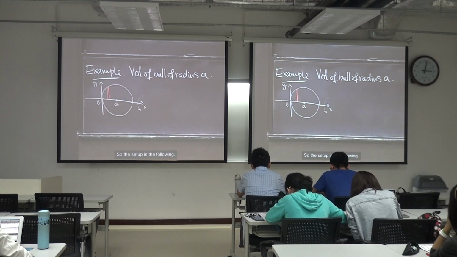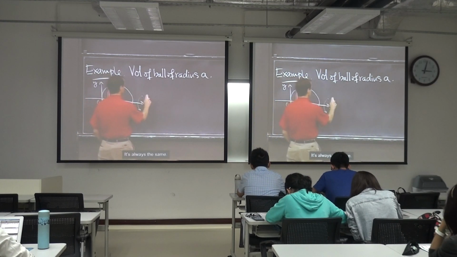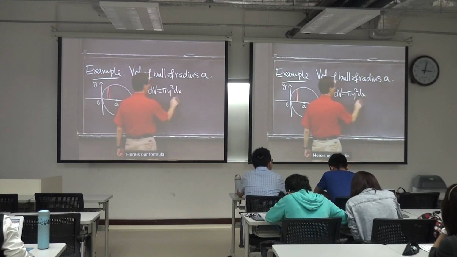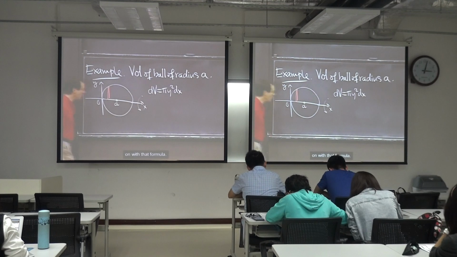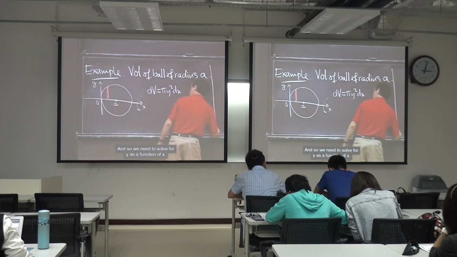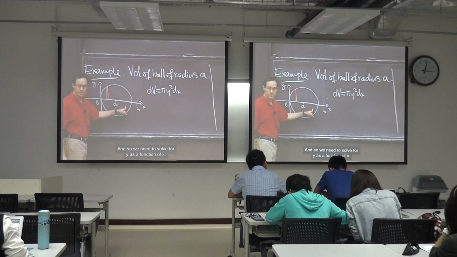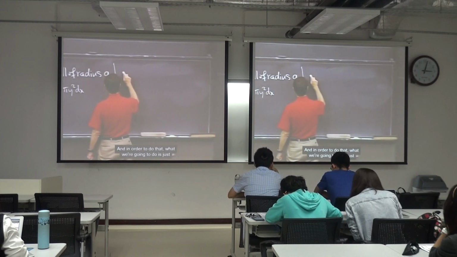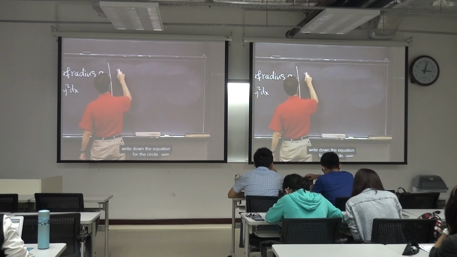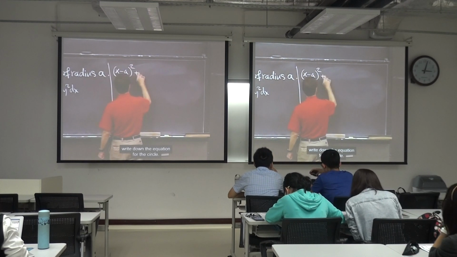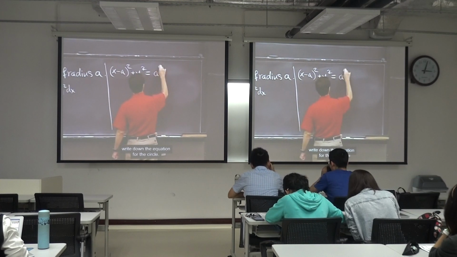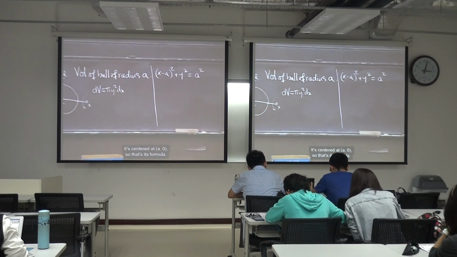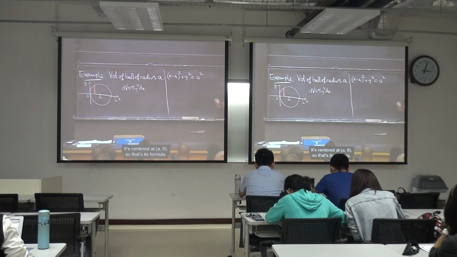All right, so the setup is the following. It's always the same. Here's our formula, and we need to figure out what's going on with that formula. And so we need to solve for y as a function of x. And in order to do that, what we're going to do is just write down the equation for the circle. This is the circle. It's centered at (a, 0), so that's its formula.